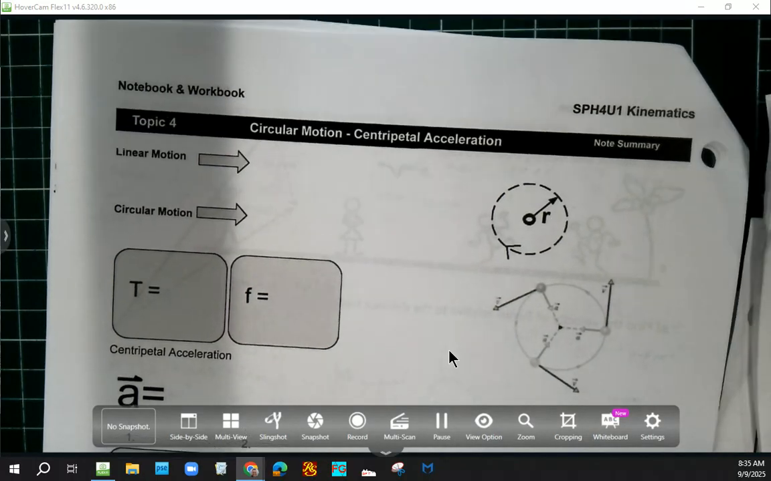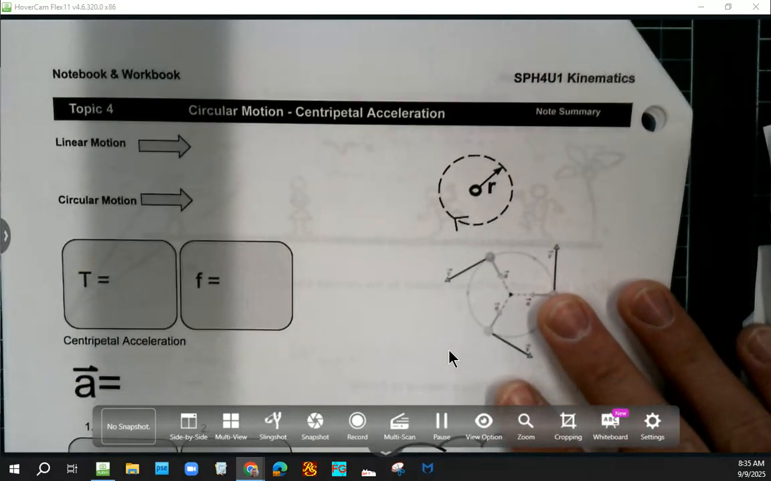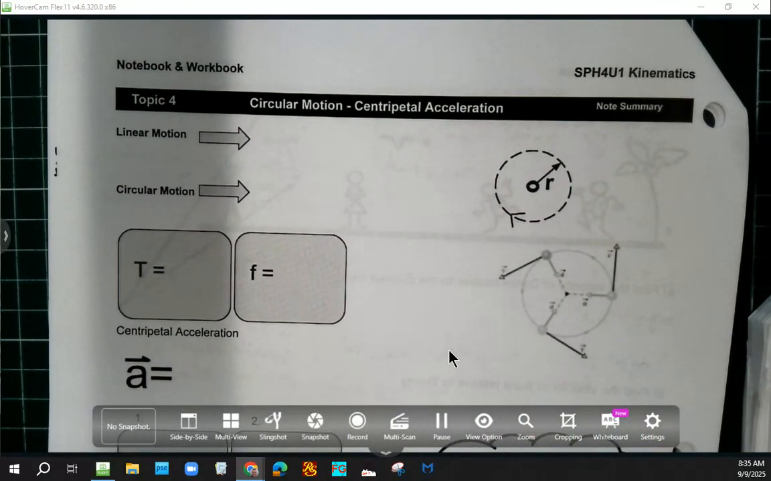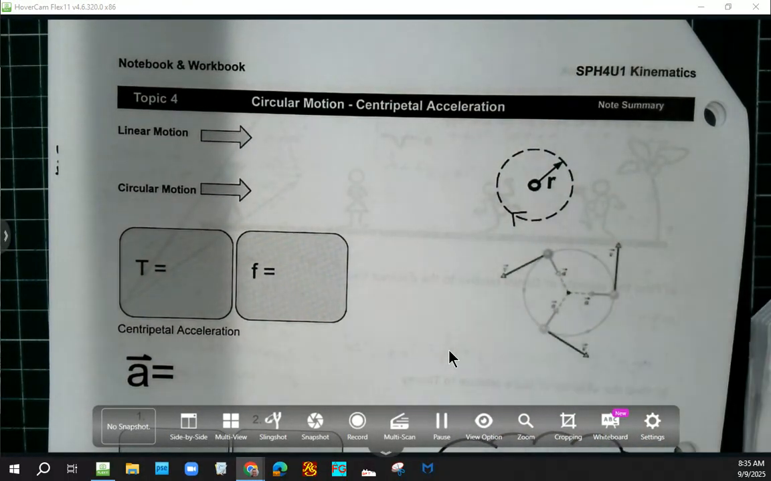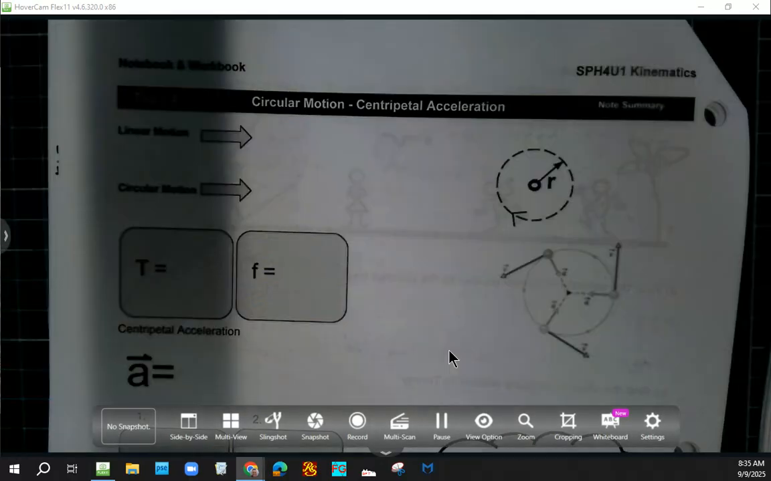Alright, let's assume that the recording's happening. Alright, so centripetal acceleration, and this is maybe like the first new thing for grade 12. Let's just make sure that we got the lights set good.